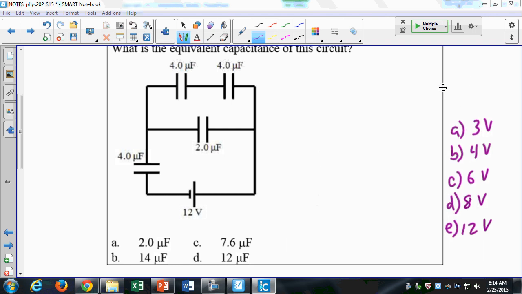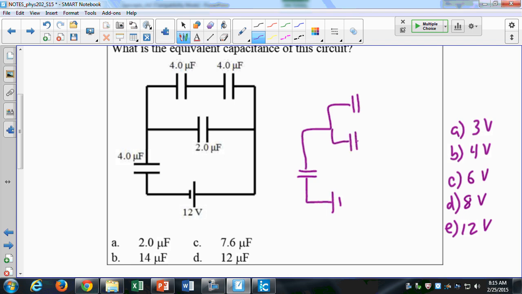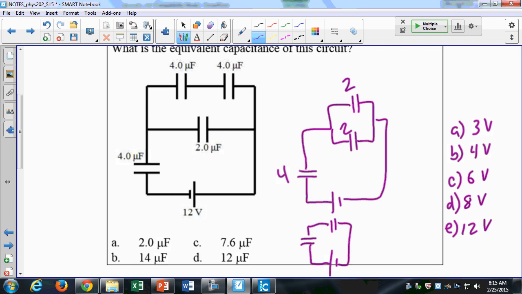That's good. So the answer is 2. I combine the 4 and the 4: 1 over a quarter plus a quarter is a half, which gives me 2. Then this 2 and this 2 give me 4. And then that gives me a 4 and a 4 in series. I'm going to draw that out. You probably don't need to, but if you want to, you can. So this is my 4. This is 2. This is 2. And then that gives me a 4 and a 4 in series, which is 1 over a quarter plus a quarter, which is 2.